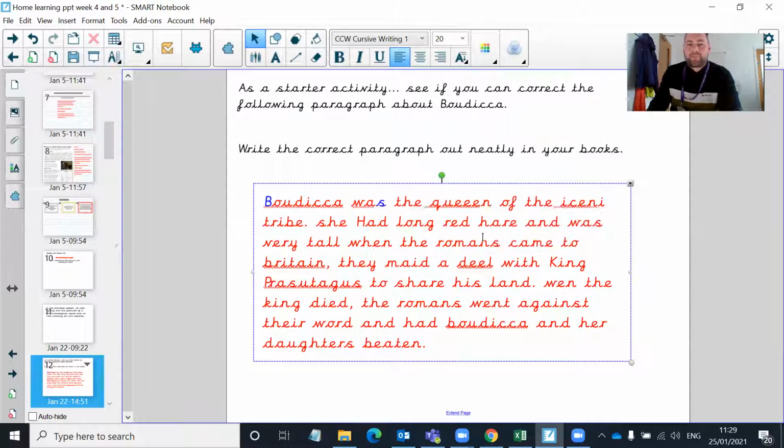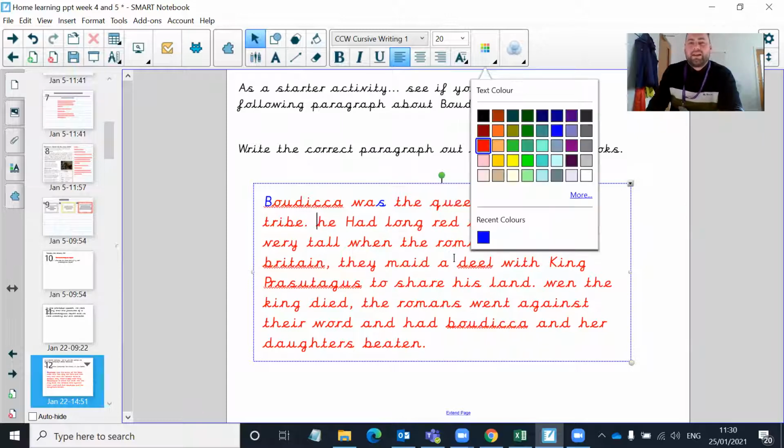So again, in blue. Queen. Queen is spelled Queen. That's not the correct spelling of queen, so we can delete one of them E's. Now, Iceni is the name of the tribe, so that needs to have a capital I. We've got a full stop here. So what comes after a full stop in the new word? That's correct, a capital letter.